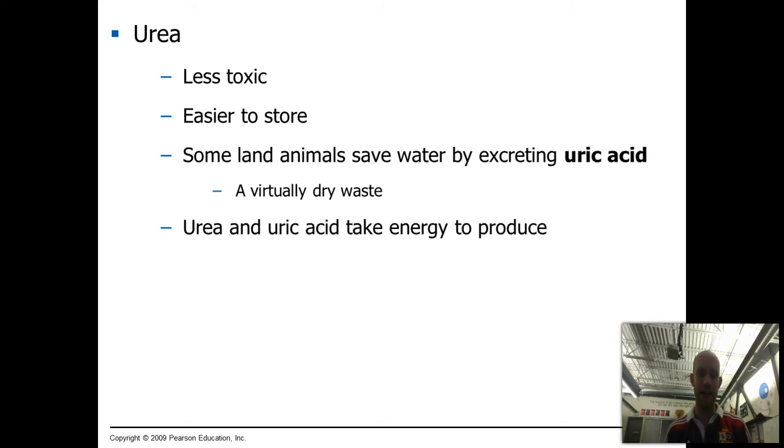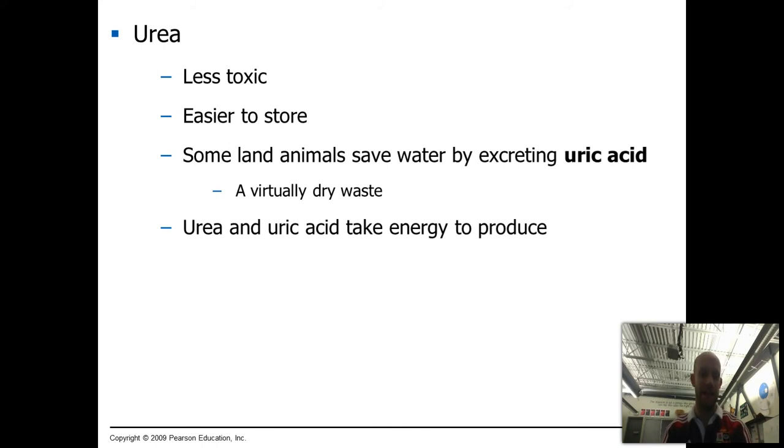we don't have as much water in our environment, so we can't afford to lose as much water in disposing of our nitrogenous waste. As a result, the concentrations of ammonia would be so high that they would be toxic to us. We change the ammonia into urea. Urea is less toxic and easier to store. Then the most extreme end of what we do with nitrogenous waste, I guess, is that some land animals and birds in particular excrete uric acid.